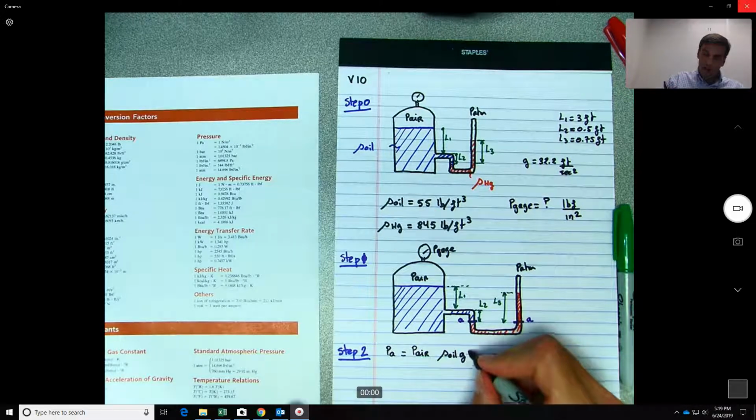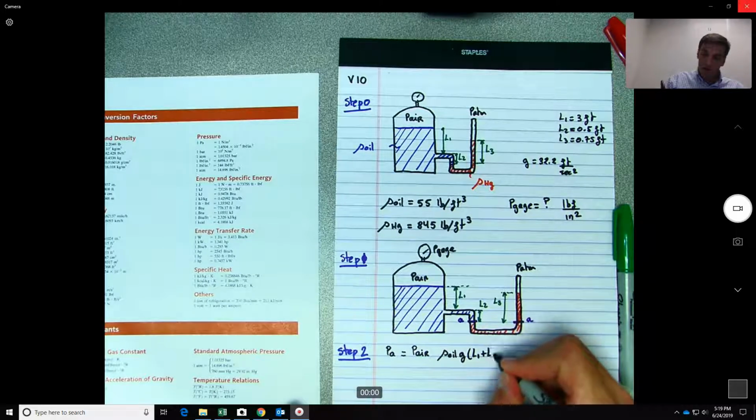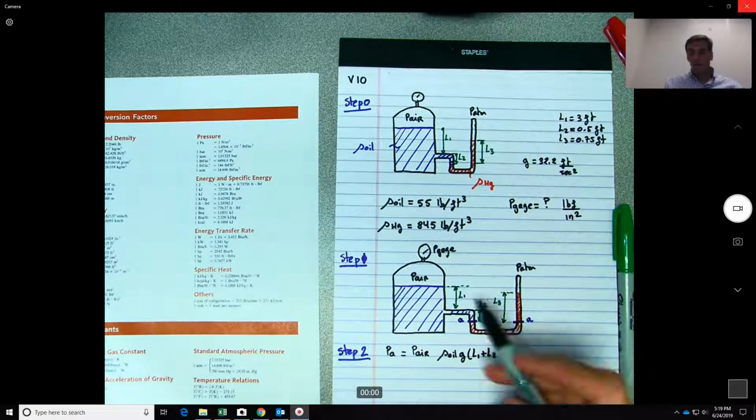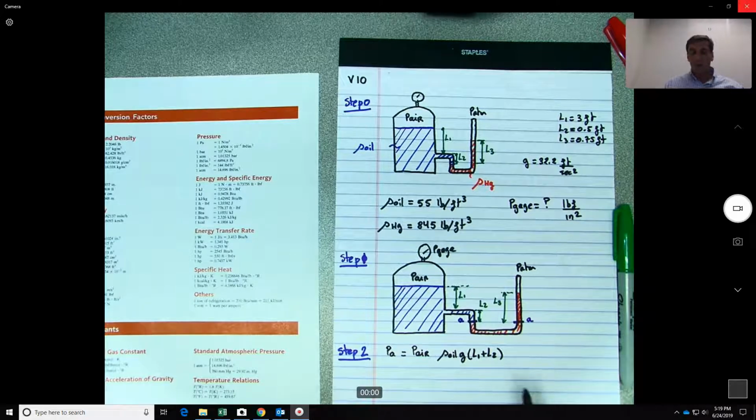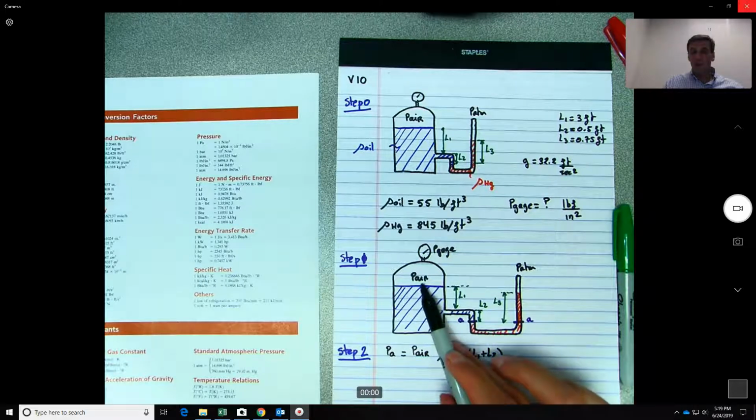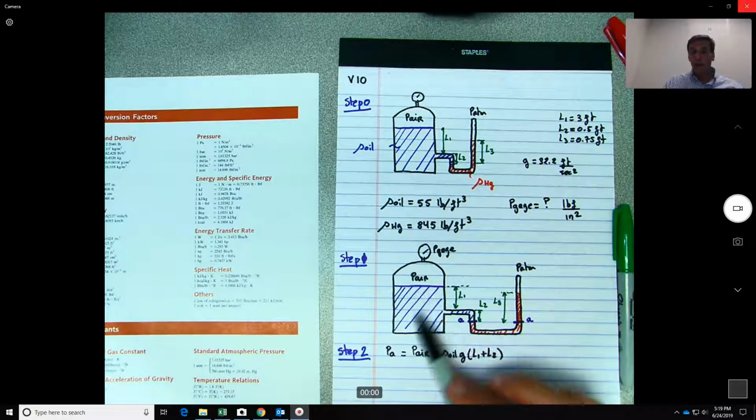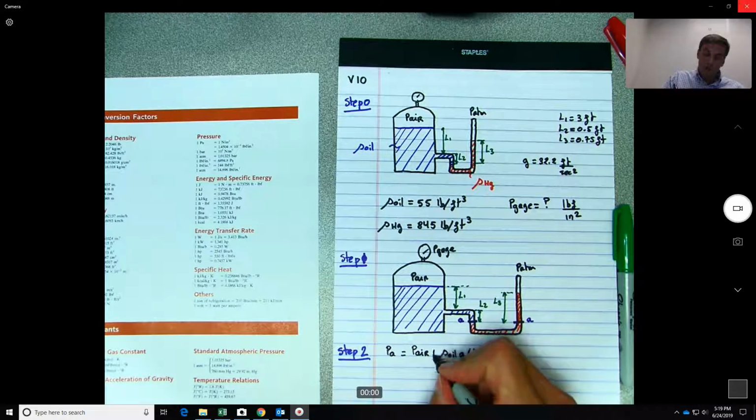So L1 H is equal to L1 plus L2. Okay, the change in height. So now, what is the pressure higher, here or here? It's going to be here, because in addition here to the pressure of air, you have all the weight of the fluid, which is creating pressure at point A. So this should be plus.